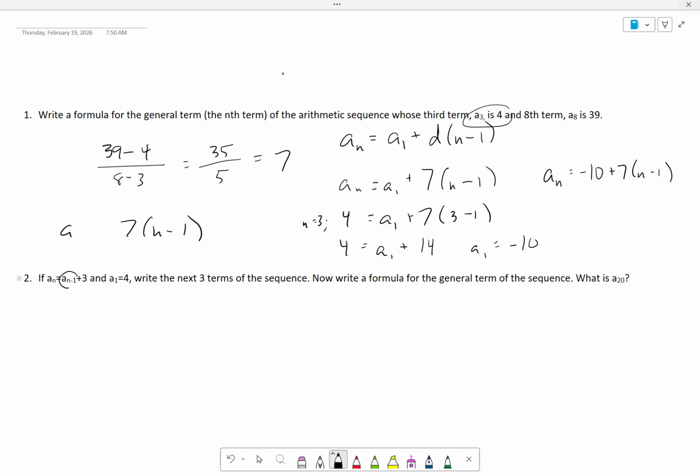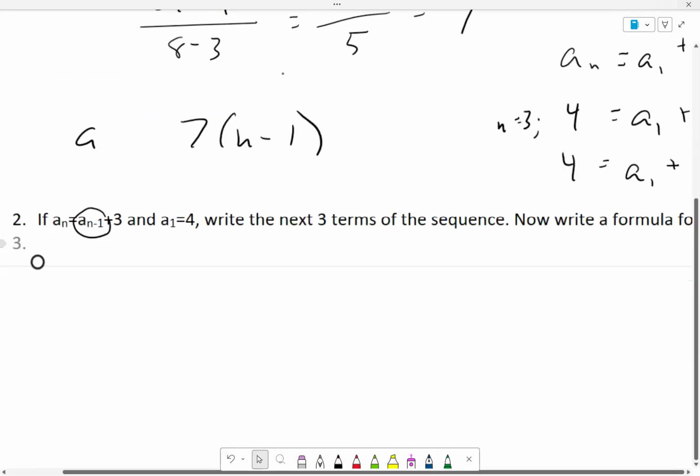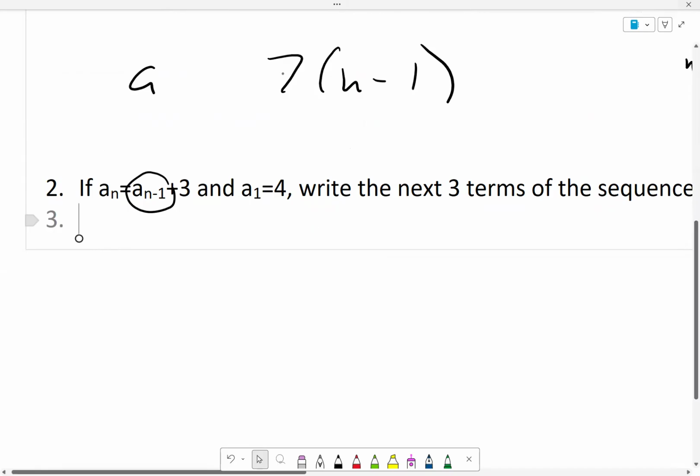Can someone explain to me what this here means? What is that? Yes, Feliciano. Yeah. Very nice. Are we good with that? So if I want the 100th term here, if I want a sub 100, according to this formula, first I need to find the 99th term. And how do I get the 99th term? I have to get the 98th term.